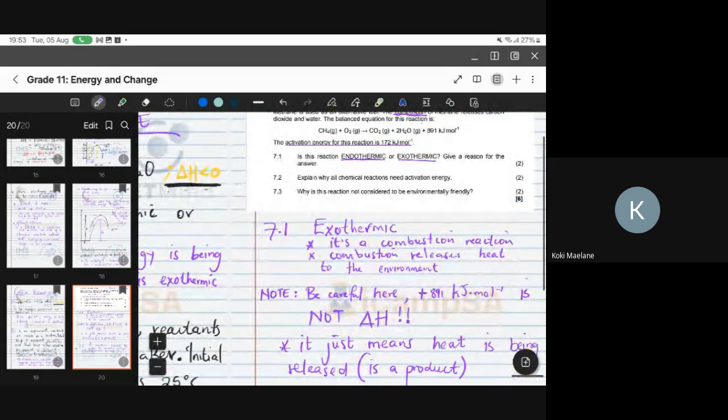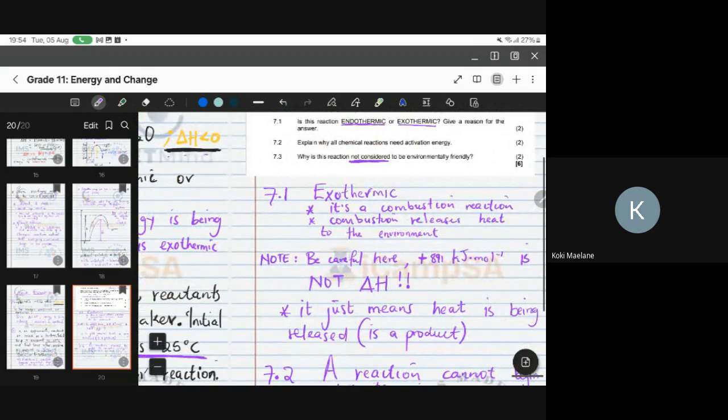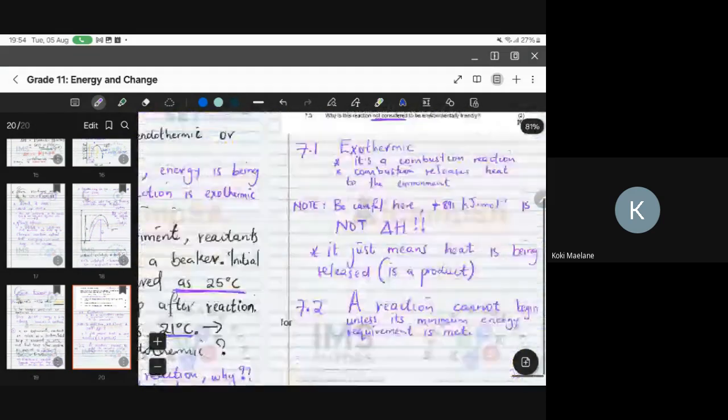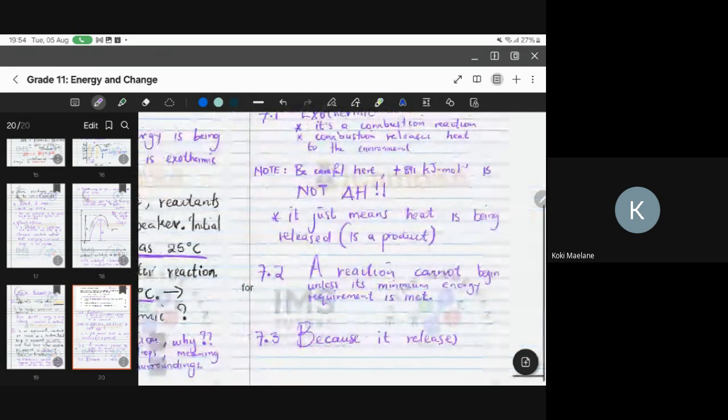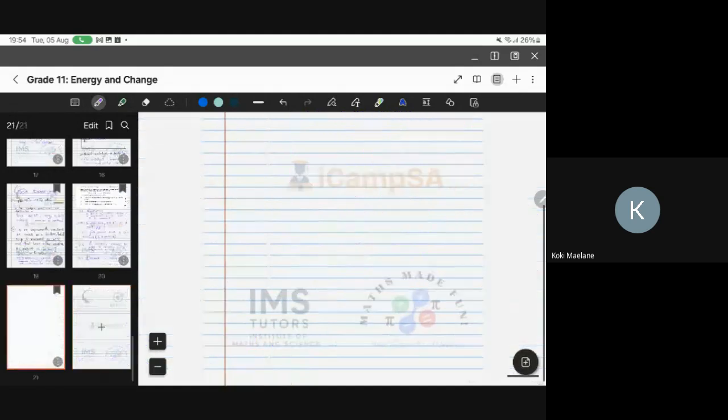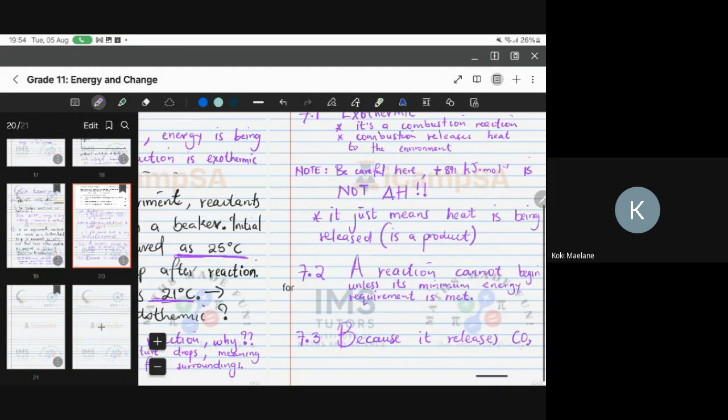So why is this reaction not considered to be environmentally friendly? This was just a general question, but we'll answer it anyway. Because it releases carbon dioxide, CO2, a gas which can be harmful to the environment. That's all they were asking you.